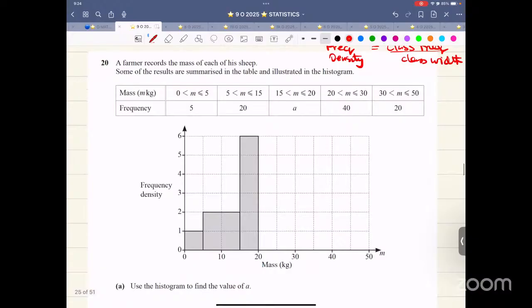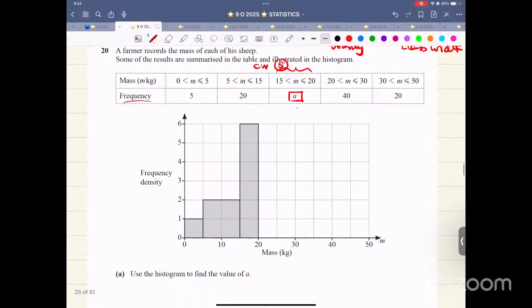So now over here, the frequency is A. This is 15 till 20. So therefore, the class width is 5. The frequency is A. And 15 till 20, that is 15, that is 20. This 6 is the frequency density. So 6 frequency density is frequency A divided by 5. Therefore, A comes out to be 30.